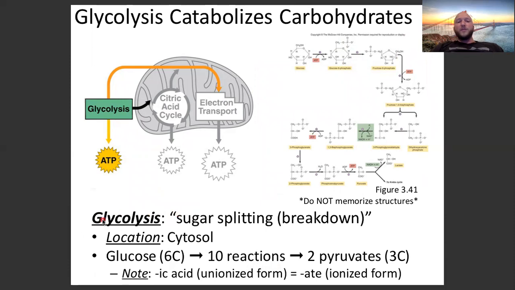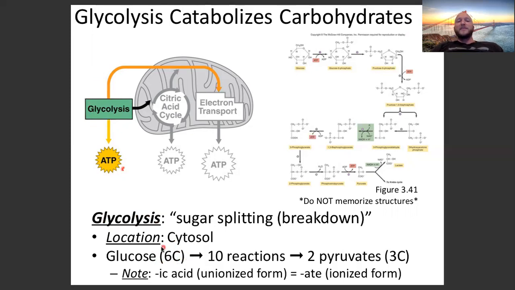Glycolysis means sugar splitting. Glyco is sugar, lysis means to cleave or to split, to cut in half. So the word means splitting sugar, cleaving sugar. We're going to break sugar in half. That's what we do in glycolysis. I want you to know where glycolysis happens. It takes place in the cytosol, outside the mitochondria. So we're going to cut a sugar molecule in half outside the mitochondria in the cytosol.